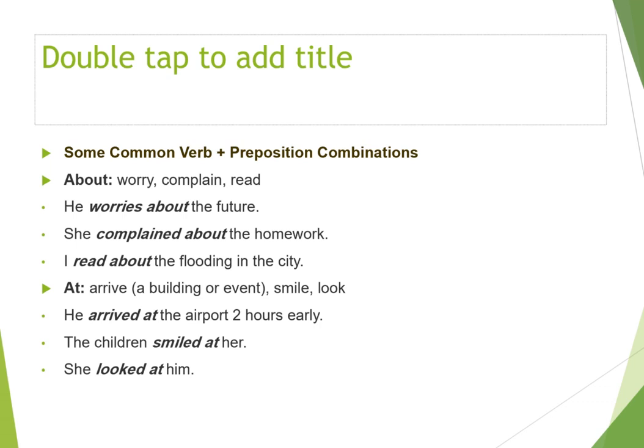For example, we have the preposition about: worry about, complain about, read about. He worries about the future. Worries about is considered as one word, not two words. Worries about, complained about, read about. At: arrive at, the jury smiled at, looked at him. She looked at him.